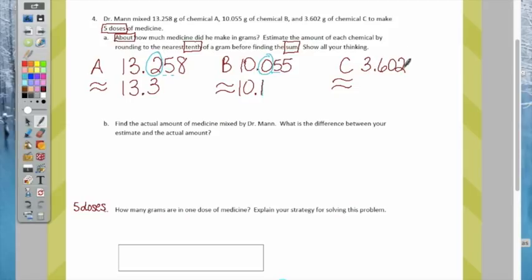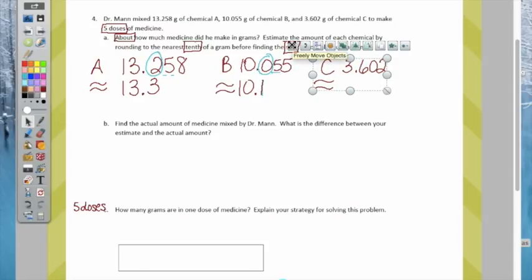Chemical C. I've got to move that over. Need to leave room to add over to the side. Okay? All right, so find the place value and circle that digit. Move to the right and underline. Get it? So, circle a 6, underline a 2.